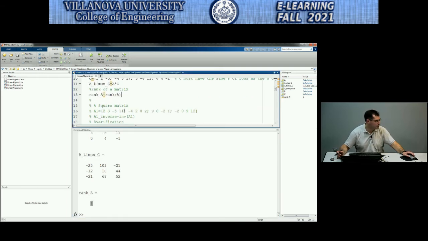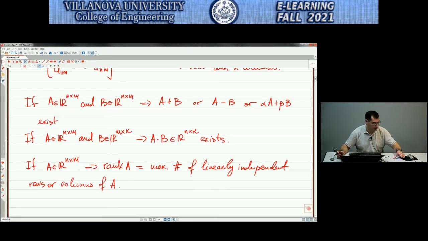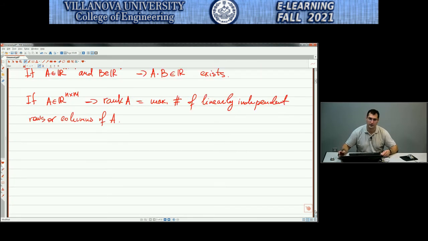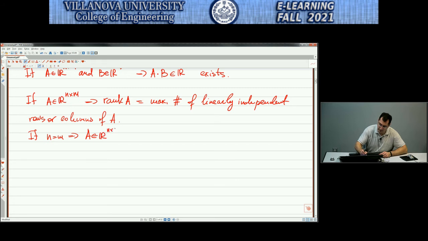Let me switch back to the sort of lecture part of it. There are certain things that pertain to a square matrix. So if the number of rows is the same as the number of columns, then A, which is n by m, is considered a square matrix.